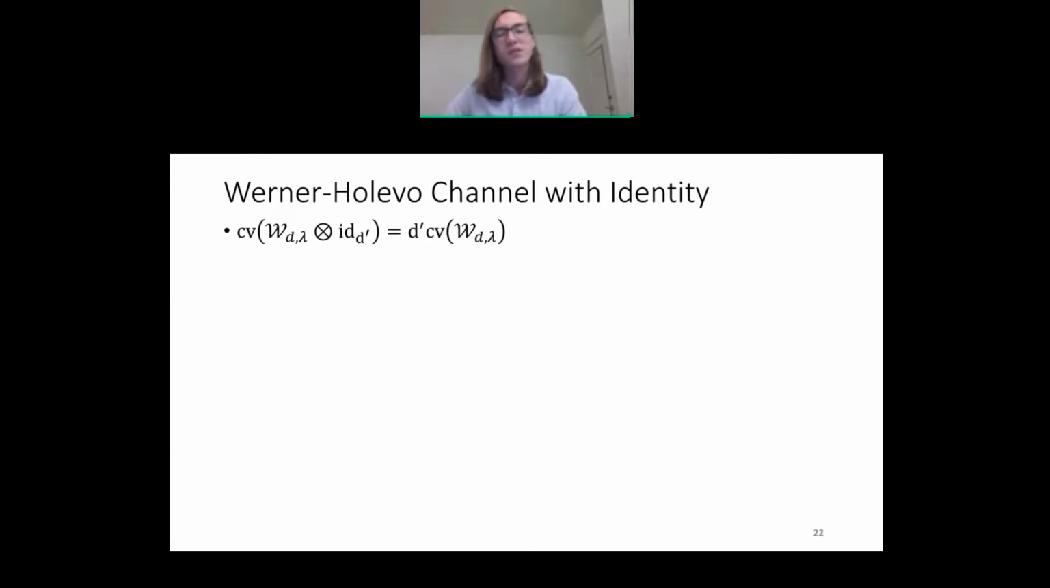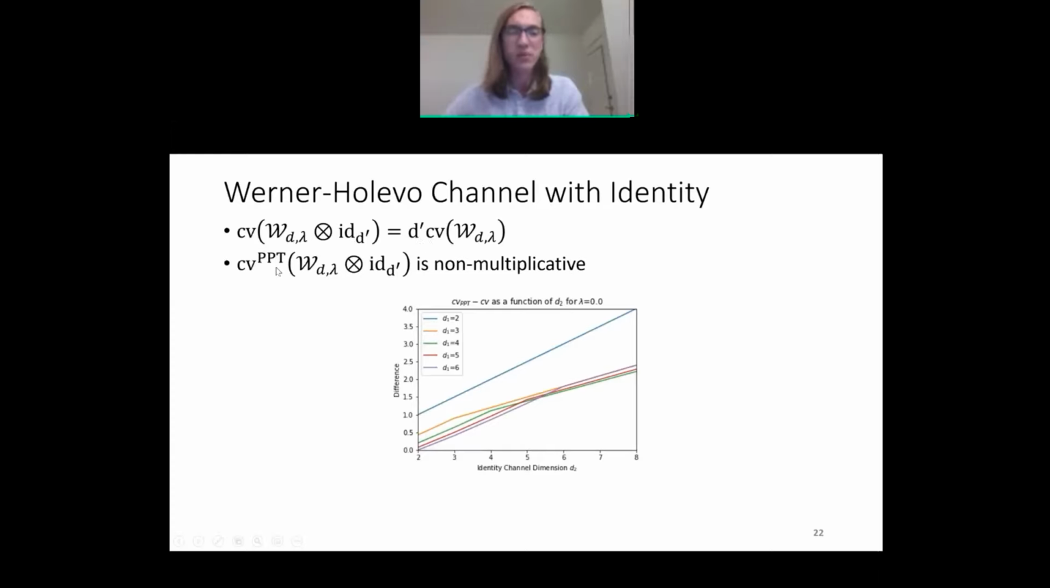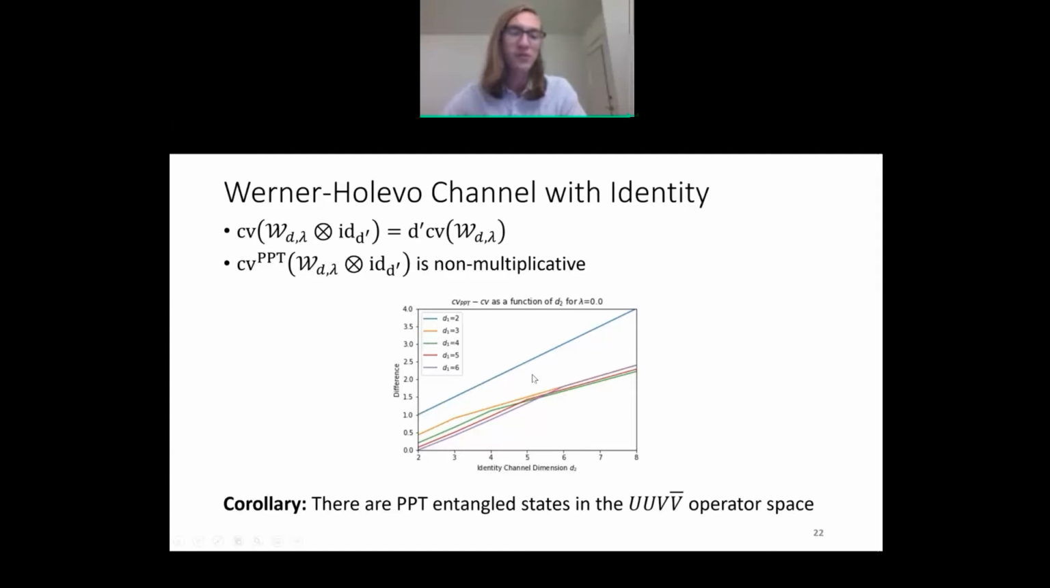Another thing we can do by considering the CVPPT is, by the previous covariance result we showed earlier, we know that the Werner-Holevo channel with any ancillary identity channel will be multiplicative, but we find this is not true if you go to the CVPPT cone. And in fact, it seems like it's sort of unbounded, like if you just keep giving it a larger identity channel running in parallel, you can really blow up the difference between CVPPT and CV. So this shows a strong gap. And it also implies that there are PPT entangled states in the UU-VV bar operator space, which is different from what we showed earlier with the UU-VV by Vollbrecht and Werner.